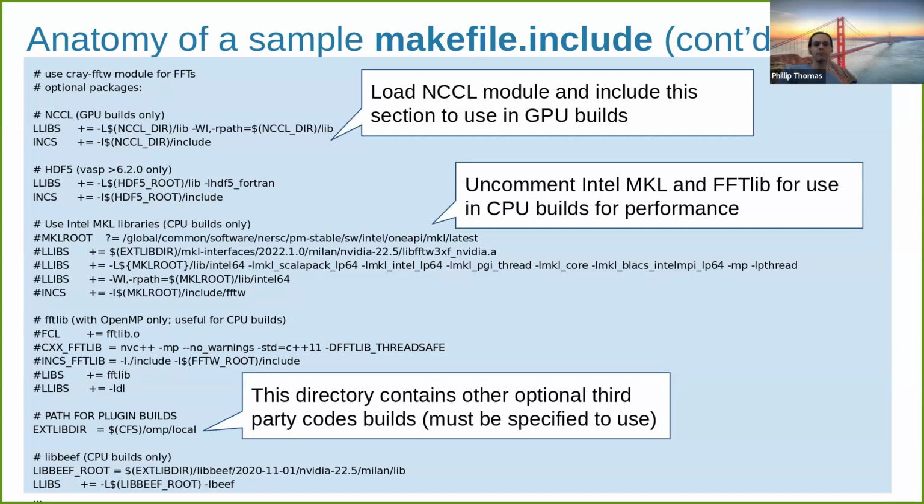Finally, if you have third-party codes such as Wannier90 that you want to link to, the very last part of the makefile.include allows you to declare the paths to those libraries. Those have to be set in order to link to the libraries. You can link to the libraries that are built by NERSC if you're building with the same compiler that NERSC uses, which in this case is the NVIDIA compiler. But if you are building with a different compiler, then you'll want to build your own plugins and then link to the libraries that you built in your VASP build.